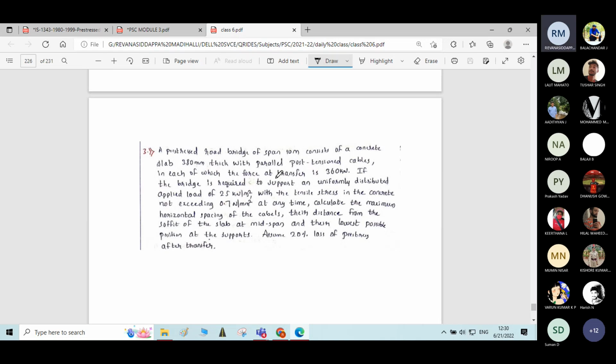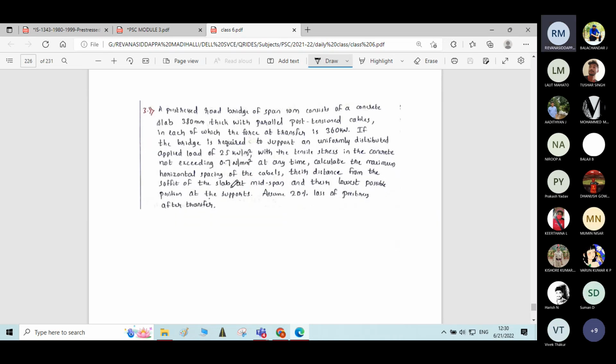This is somewhat different problem. Go through it. A pre-stressed road bridge of span 10 meter consists of a concrete slab 380 mm thick with parallel post-tension cables in each of which the force at transfer is 360 kilonewton. Pre-stressing force is 360 kilonewton.